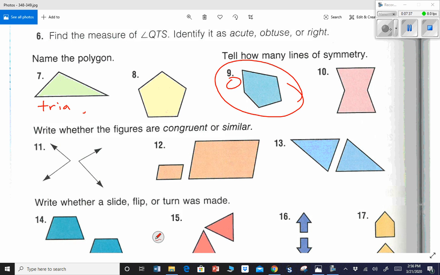What about number 10? Any place where you could fold it and the two sides would be equal? I think we've got one there. Do you think that there are any others? Do you think you could fold here? The answer is no, it would not come out there. There's only one across the middle this way and one across the middle this way. Makes 2 lines of symmetry.